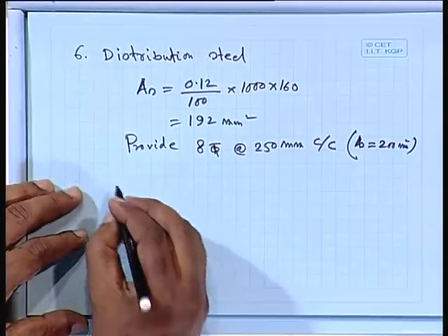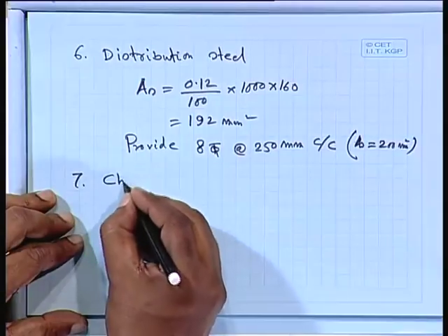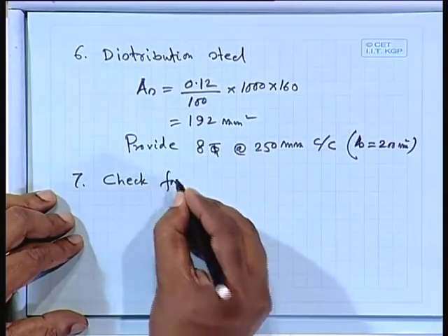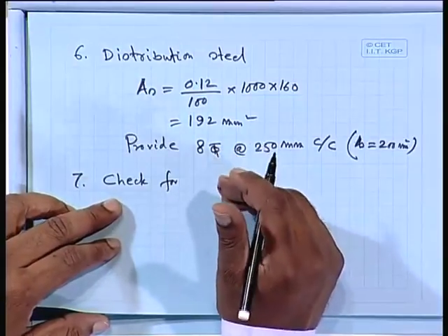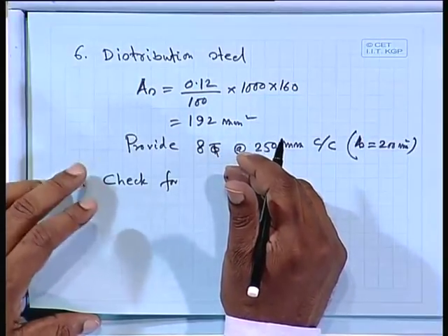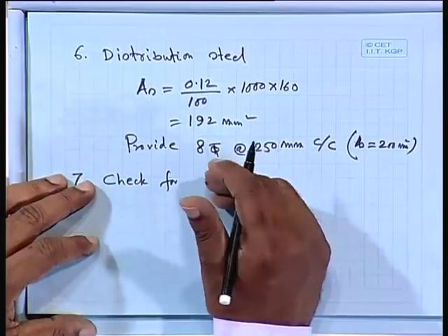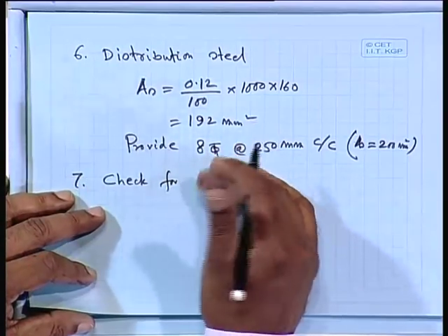Now, what about the shear? We have to check for shear, because after this we have computed so many things, but if we find that the shear stress is more than the permissible, then we have to change the section.